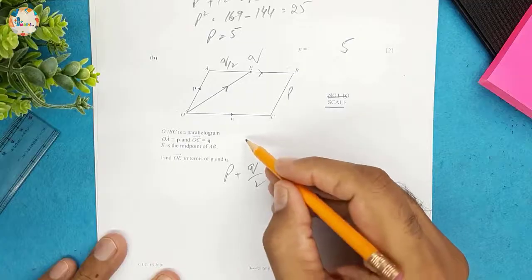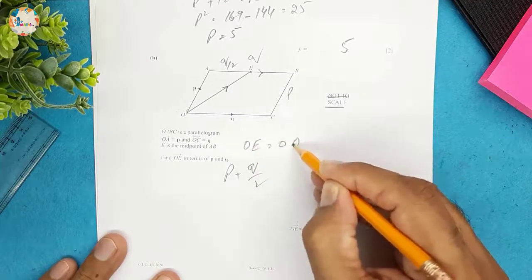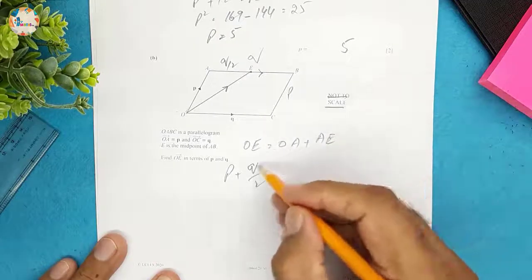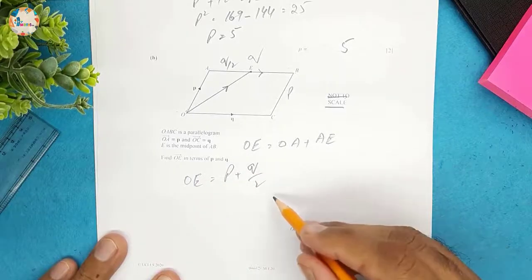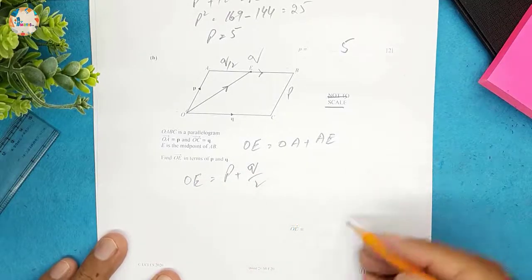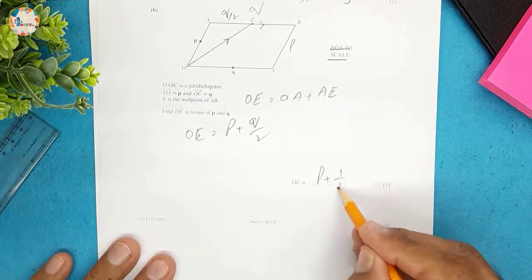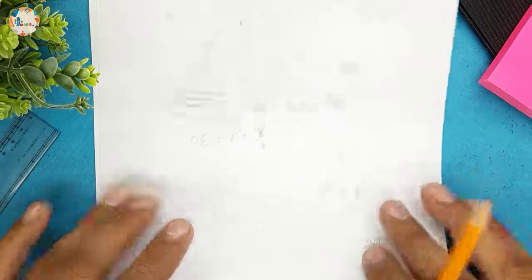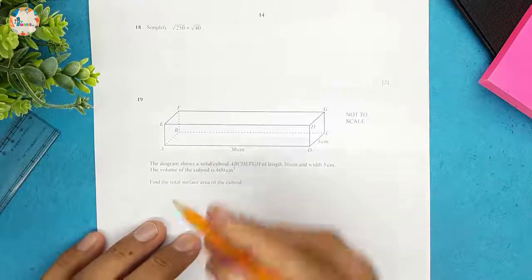What we can do, we can write another step, for example OE is equal to OA plus AE, and this is equal to this one. So this is OE is equal to P plus Q by 2, or we can write P plus 1 by 2 Q. We can write in this format as well. This is done. Now question number 18, we have to solve this one.